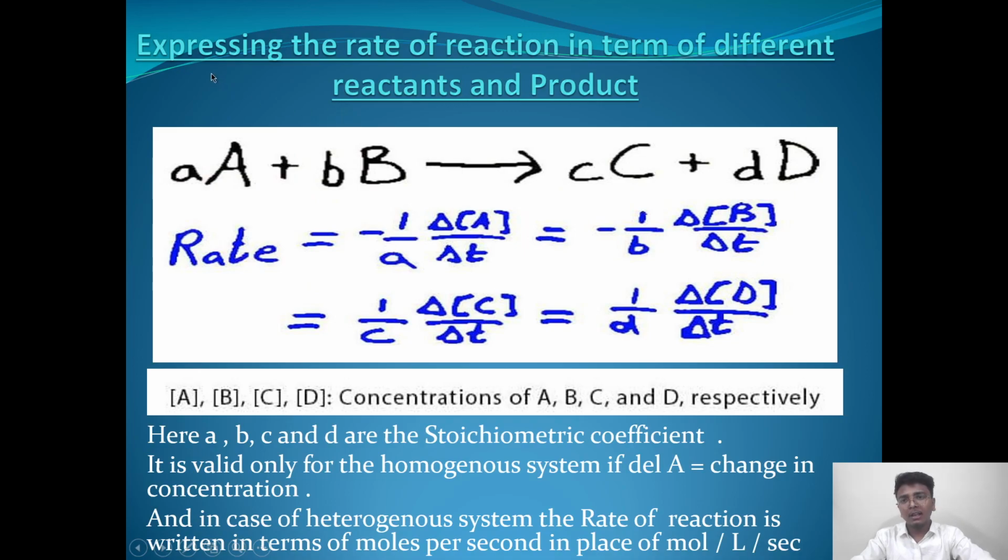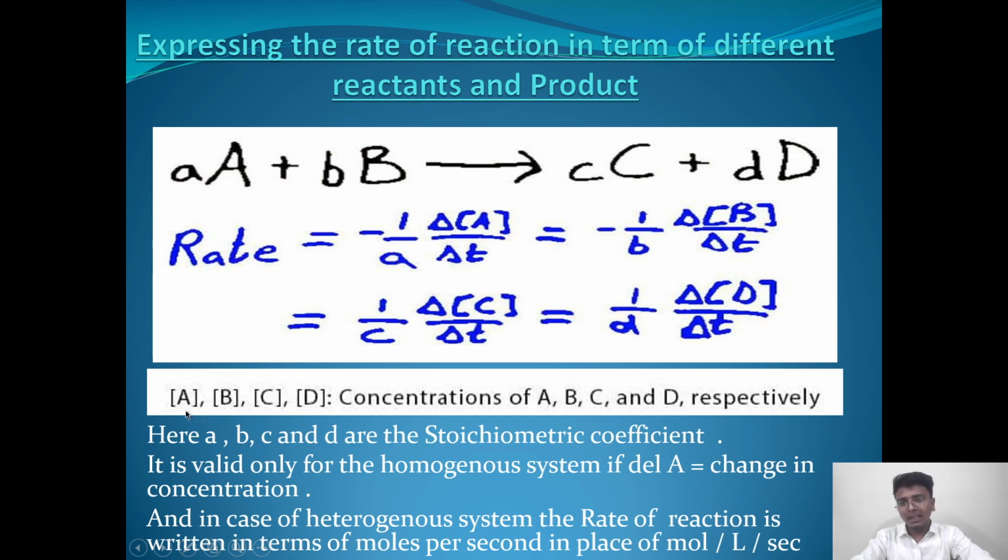Then we are looking at the expression of the rate of the reaction in terms of different reactants and products. Here we have the reactants capital A and capital B, and the products capital C plus capital D, and the small a, b, c, d are the stoichiometric coefficients of this reaction. So the rate for this reaction will be minus the change in concentration of A divided by time, divided by the stoichiometric coefficient of A. Here it will be minus 1 upon b change in concentration of B divided by del T, and that will be equal to 1 upon c change in concentration of C divided by del T, that is equal to 1 upon d change in concentration of D divided by del T.